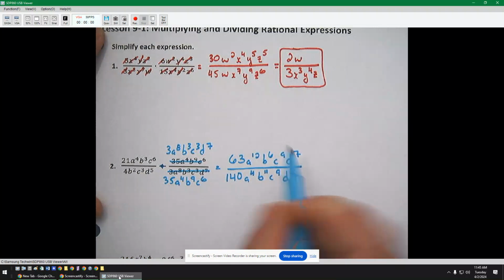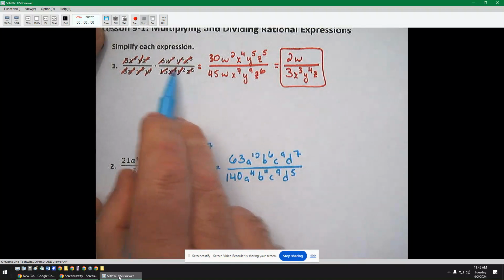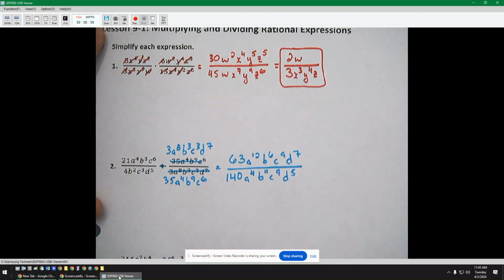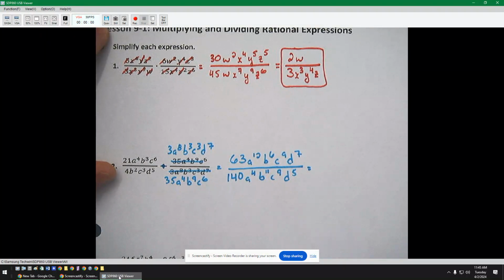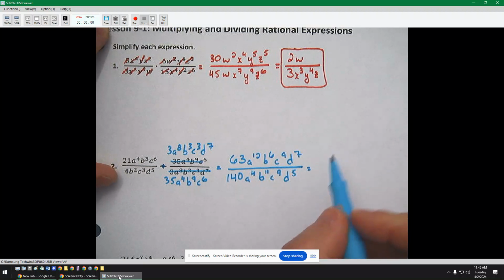I guess I didn't cross them out like I did last time. If you like that crossing out process, feel free to cross them out. I guess I didn't need it this time. So now I'm going to start off with 63 and 140. Hopefully you see that 7 goes into both of them. If not, you can always go back to your calculator like I did before, and I got 9 over 20.